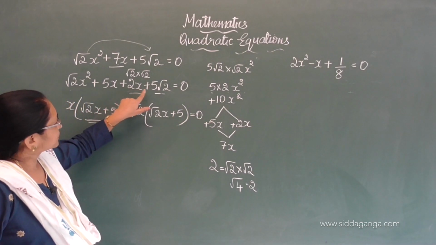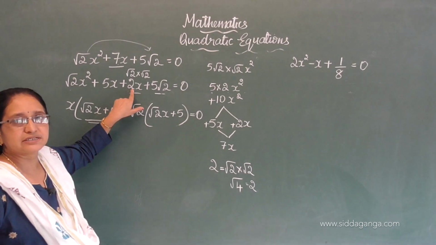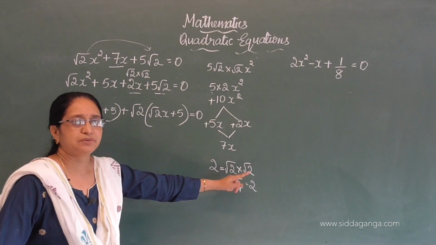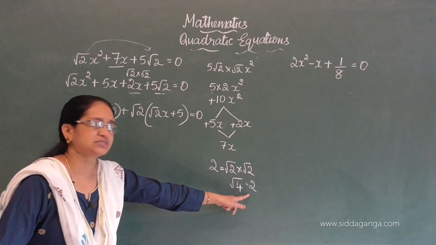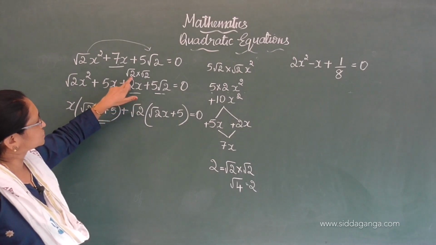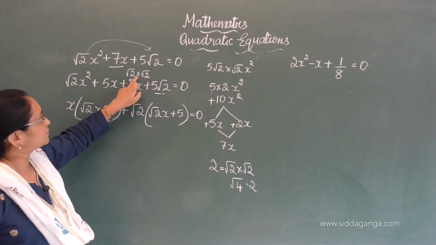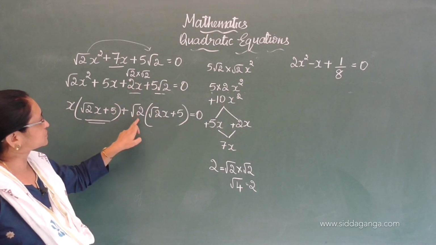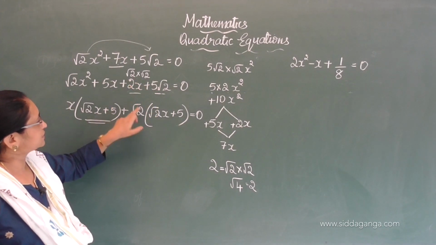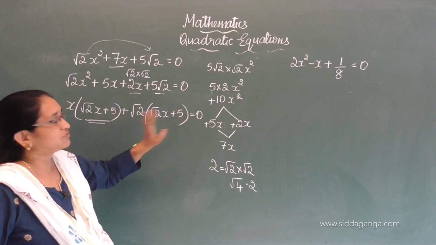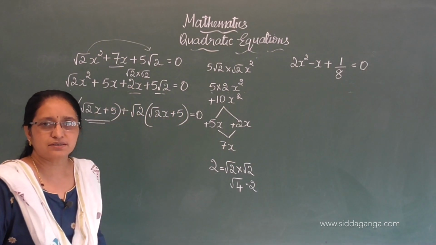See here, root 2 into root 2 means root 4. Root 4 is nothing but 2. So, here 2 is written as root 2 into root 2. Now, you compare these two. What is common? Root 2 is common and what remains here? Another root 2 remains here and x remains, plus 5. I hope now it is clear.